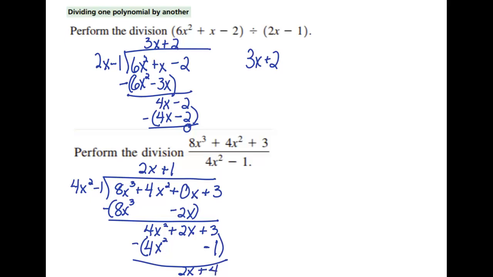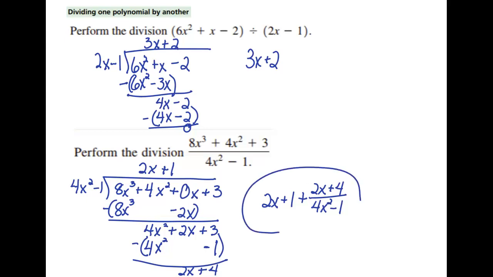So that's our remainder. Now the way we're going to write this is we're going to write our quotient as 2x plus 1. That's our answer up here. But we have this remainder. So we write the remainder as a fraction. We're going to put that remainder, 2x plus 4, over the divisor. And the divisor in this case was that 4x squared minus 1. And this is our final answer.